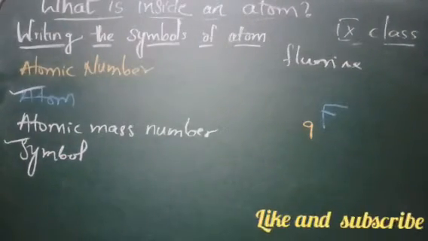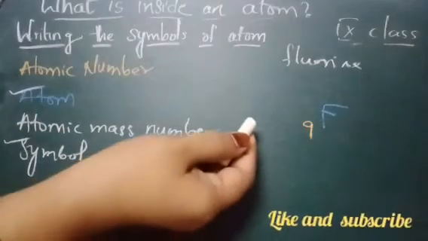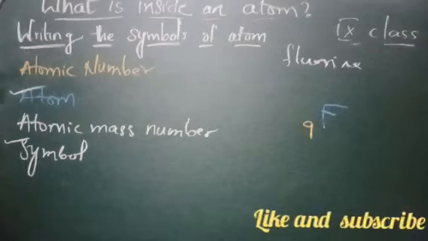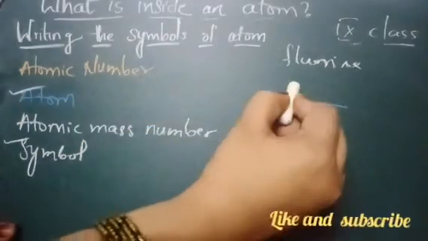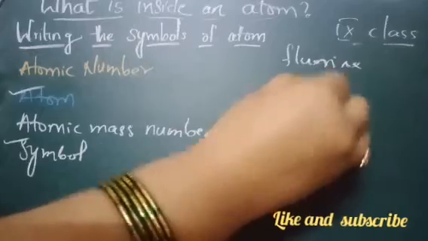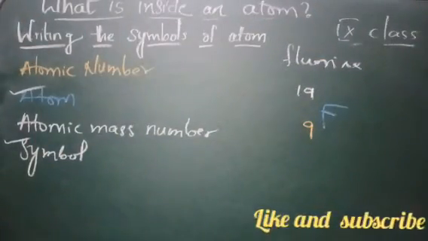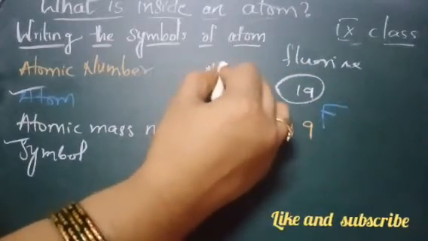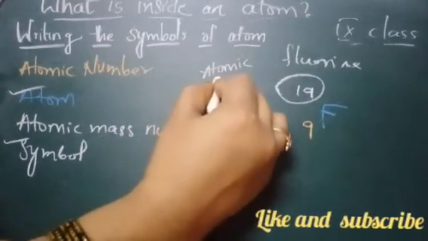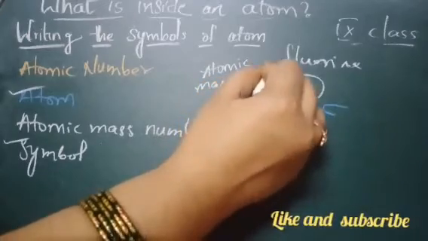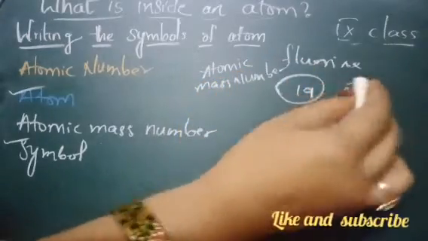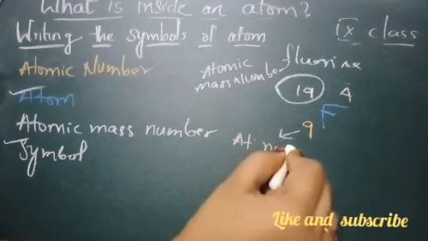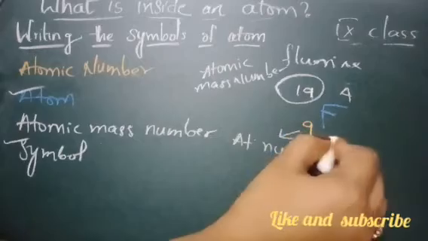And what is the atomic mass number? Now, what is atomic mass number? Total number of protons and neutrons present in the nucleus of the atom. So, here we will write the total number. How many? 19. Right. So, what is this now? This is the atomic mass number. You can even say it as A. Okay. And this is what? This is atomic number. Okay. You can write it as Z.